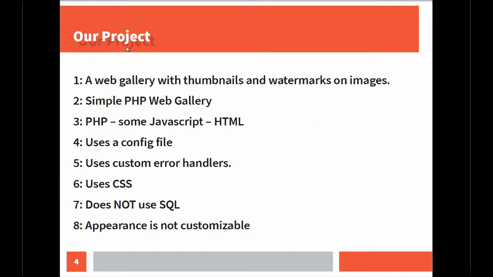So what's our project? Our project is a web gallery with thumbnails and watermarks on the images, so that they make them useless to steal, basically. The name is the simple PHP web gallery. How original is that? The language is PHP, that's our primary language, with a very tiny bit of JavaScript and a bunch of HTML in it, because of course it's meant to go out on a web browser.